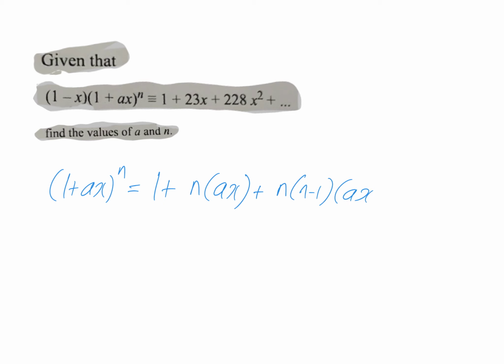So for our solution, we're just going to look at (1 + ax)^n. That's going to be 1 plus n times ax. Instead of x, it was ax. And then the next term would be n(n - 1) times, instead of x, it's (ax)², and then that's divided by 2 factorial.